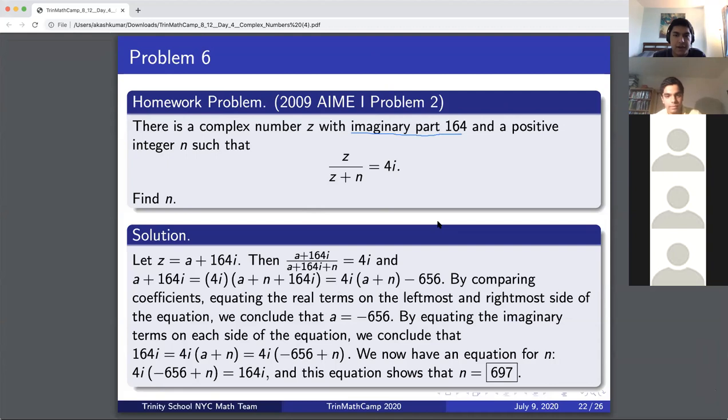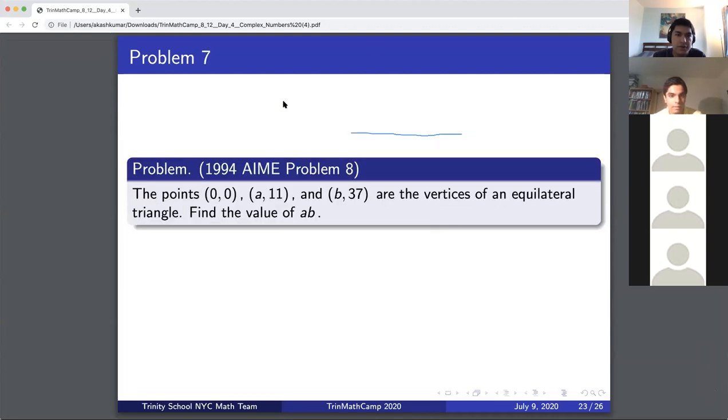All right, so then I will move on to the last homework problem. The points (0, 0), (a, 11), and (b, 37) are the vertices of an equilateral triangle, and you want to find a and b. At first sight, if this wasn't on a complex number slides presentation, it almost seems like it goes into geometry, right?